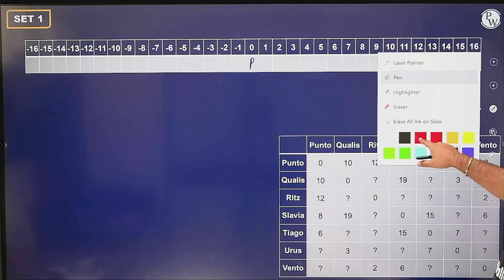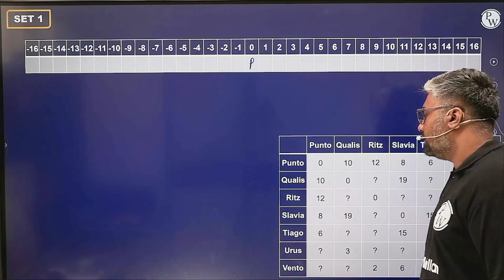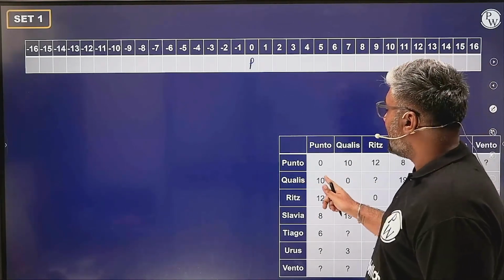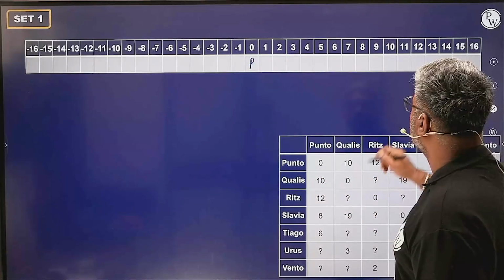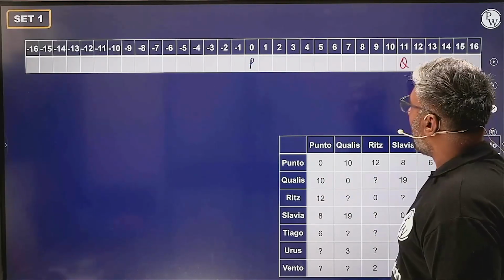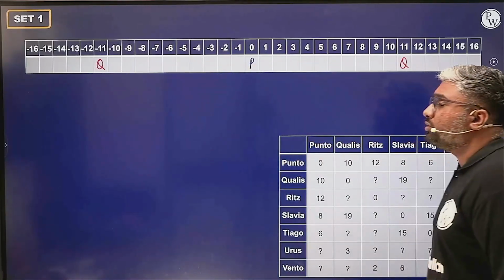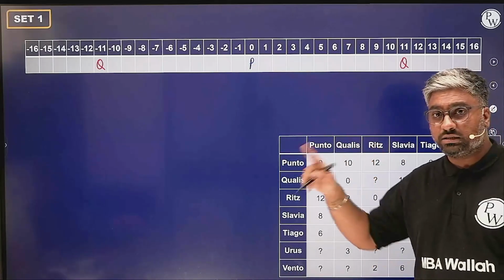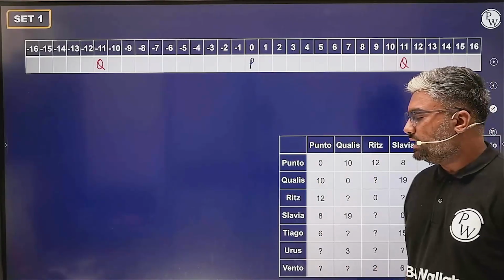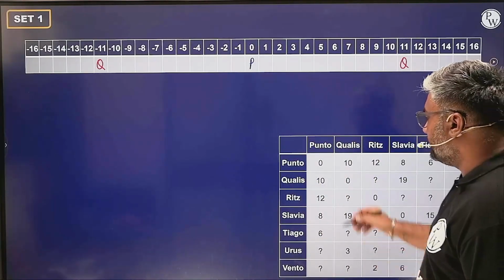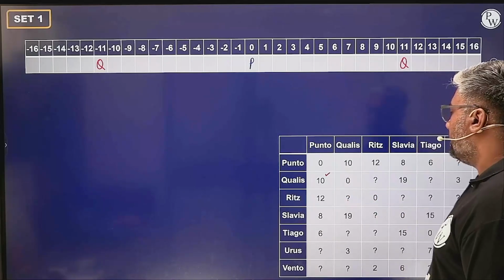Now we start with the rest. So we're going to look at Qualis. Q has 10 cars between Punto and Qualis. So Qualis could be here or it could come here as well. So there are going to be a lot of conditions when you have a look at this, so you have to be very careful to consider all of them. This we've kind of covered.